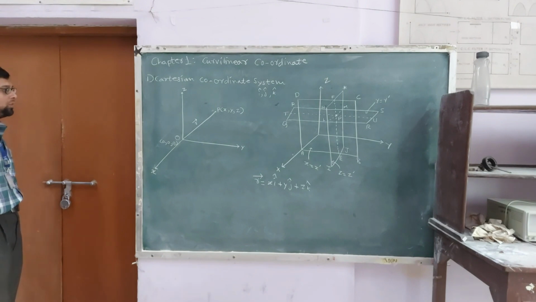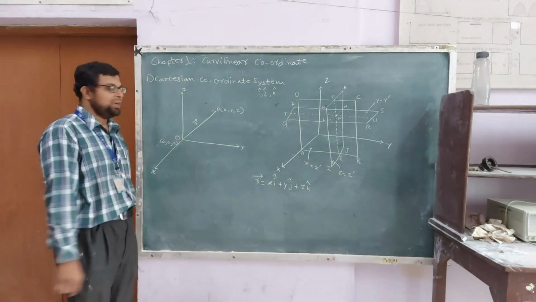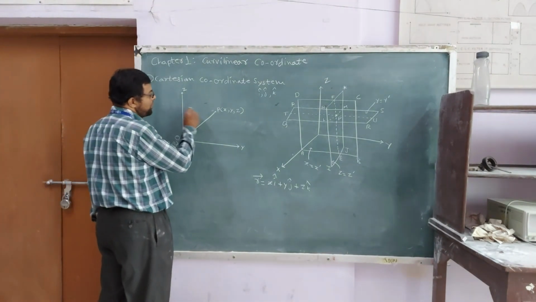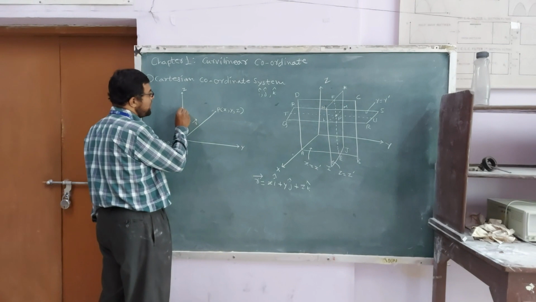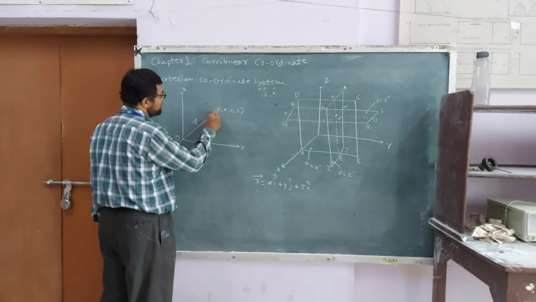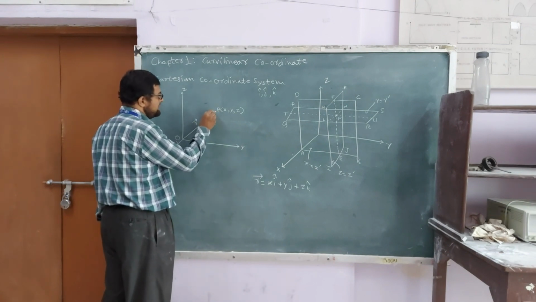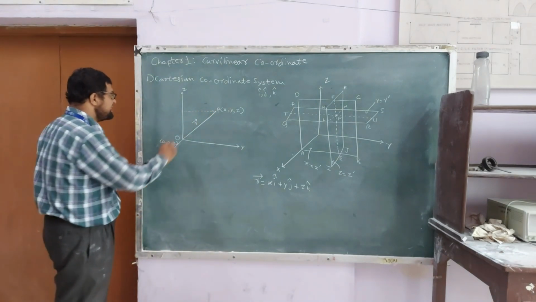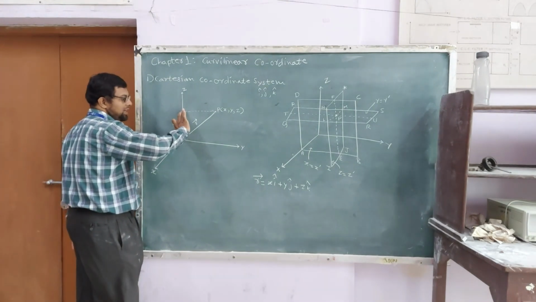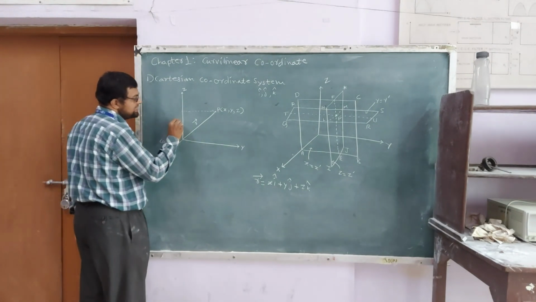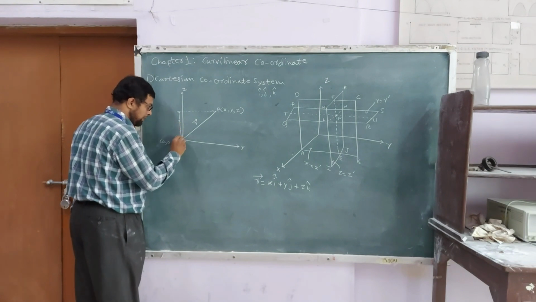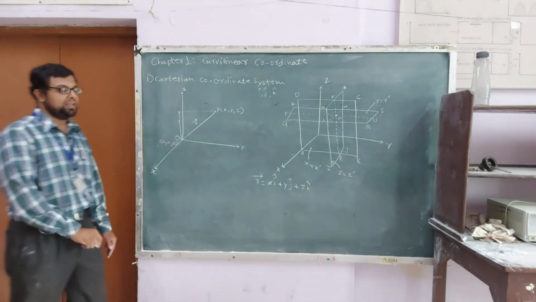Now to specify the x, y and z coordinates, we have to draw perpendiculars. From this point P, I will draw a perpendicular on the z axis. It's a perpendicular actually. So this distance from O to this point will be nothing but our z coordinate. So this much distance is our z coordinate.